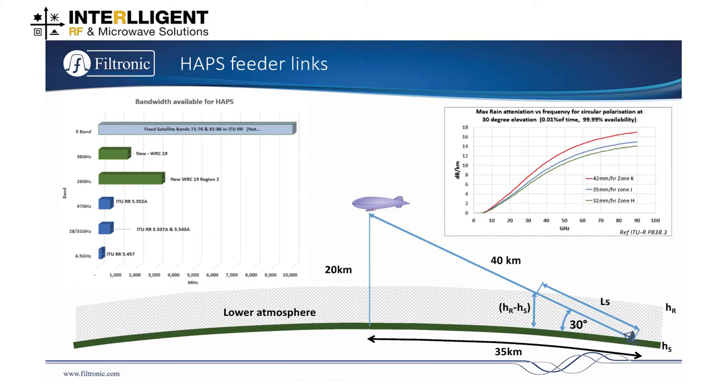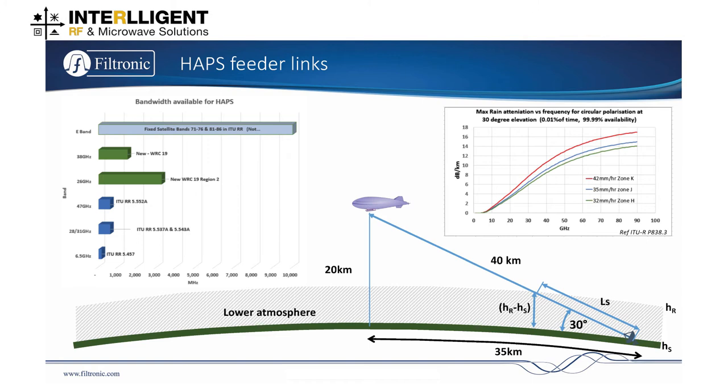So let's just look at some of the applications and what's involved. So if we break it down into feeder links and into satellite or into HAPS links. For the feeder link, we've got a platform that's at 20 kilometers in altitude, and the typical area that would cover would be around about 70 to 80 kilometers in diameter. So we're talking about elevation angles of about 30 degrees.